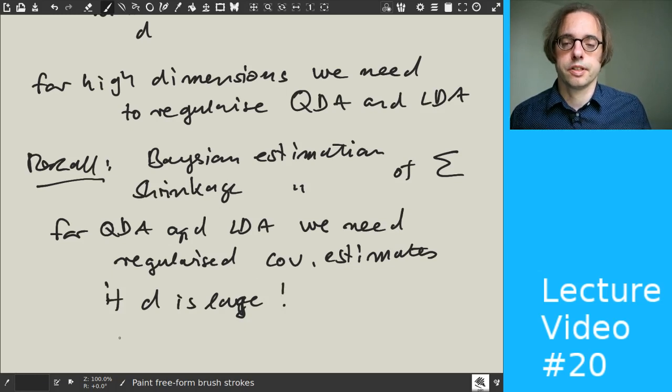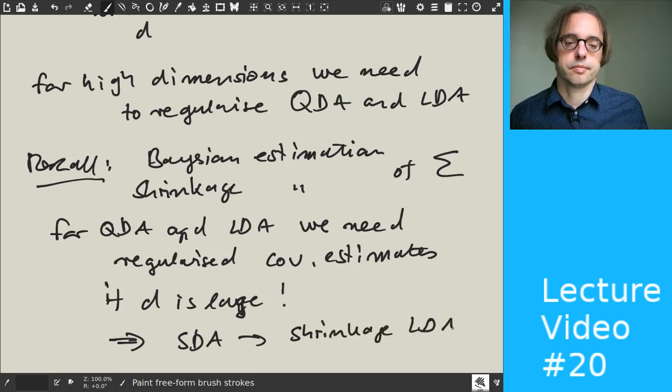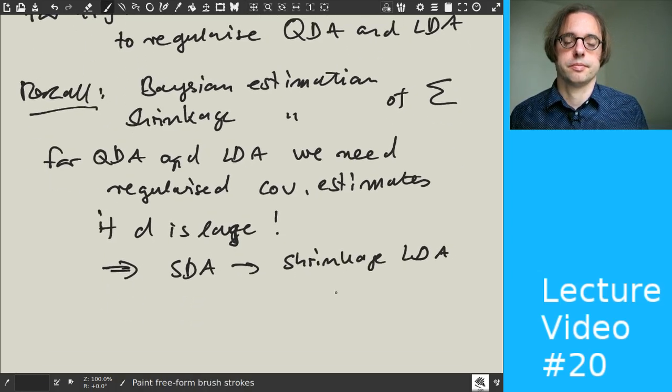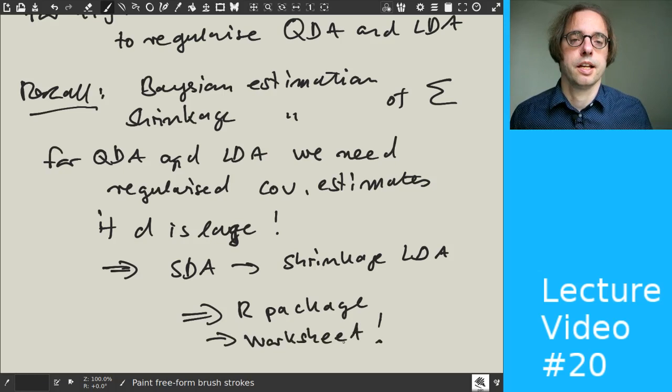And this leads, for example, to a method called SDA, which is basically shrinkage LDA, and in the worksheets you use this method. There's an R package that implements this, and you use this in the worksheet to analyze some data. Okay, so that's some theory.